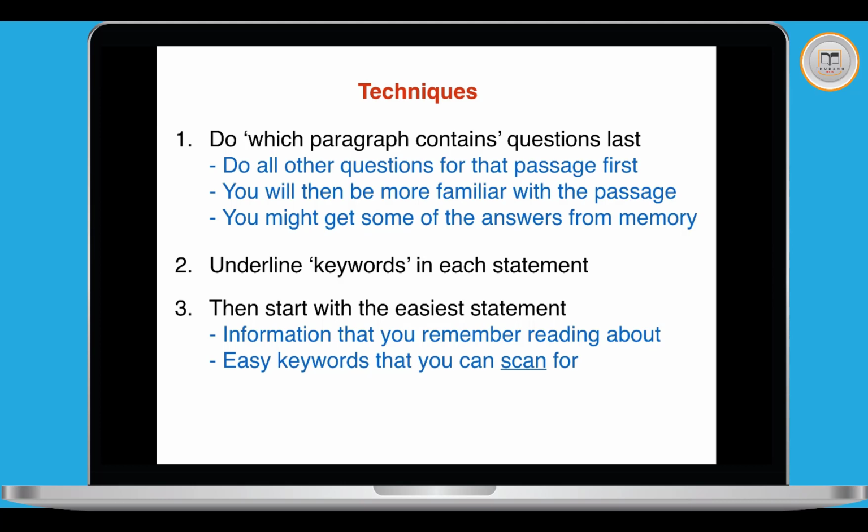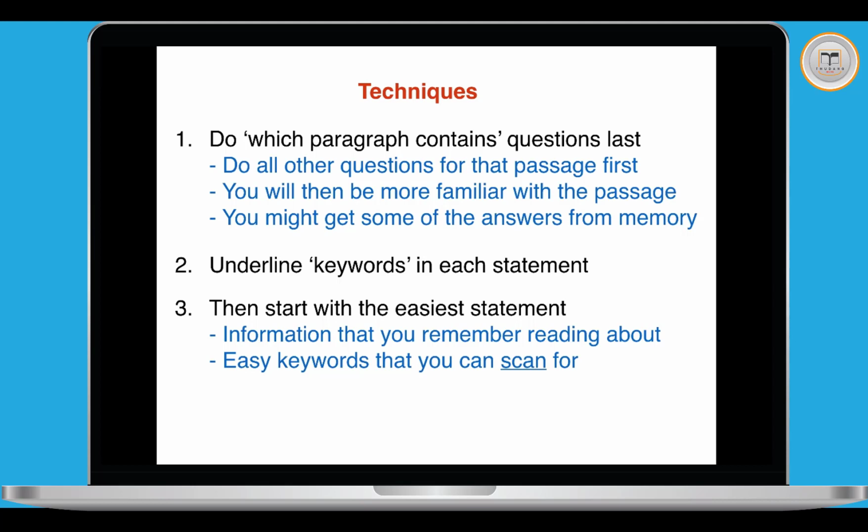Notice that I don't usually recommend scanning. Scanning is a technique that often causes problems because people miss the answers by scanning too quickly. However, for this difficult type of question, if you do see a statement that's got some very distinctive words, names or numbers, start with that and scan for it. You might get lucky and find something quickly.